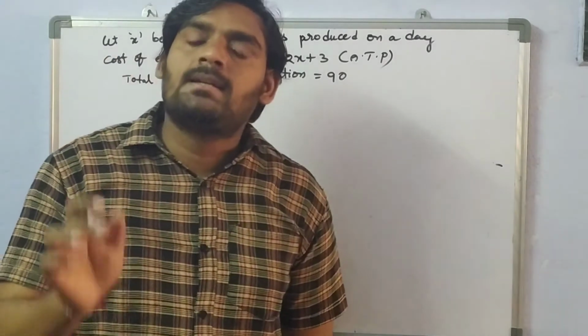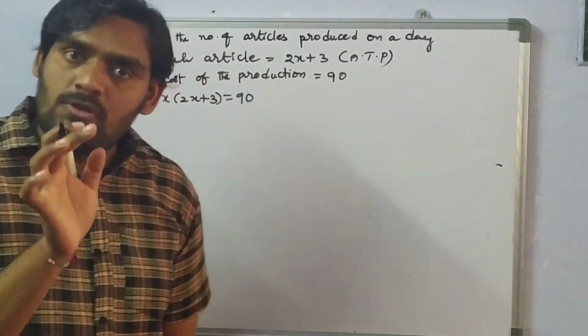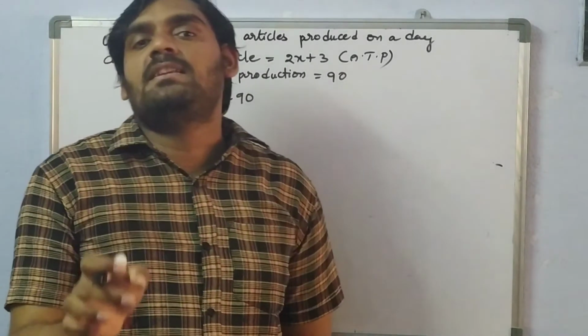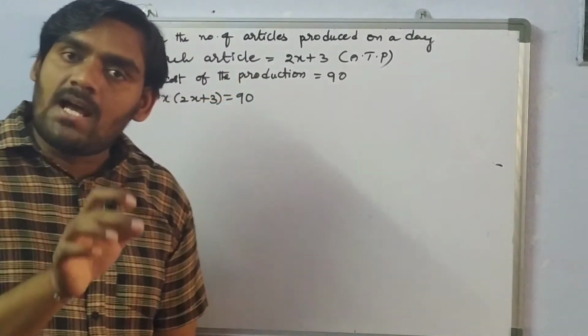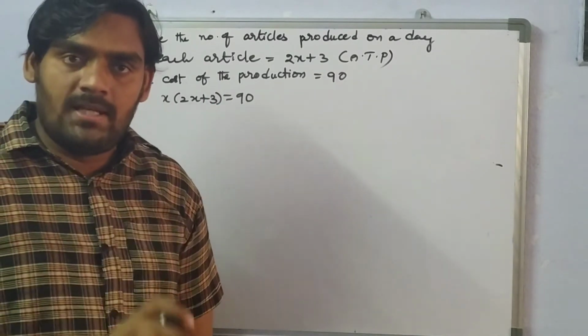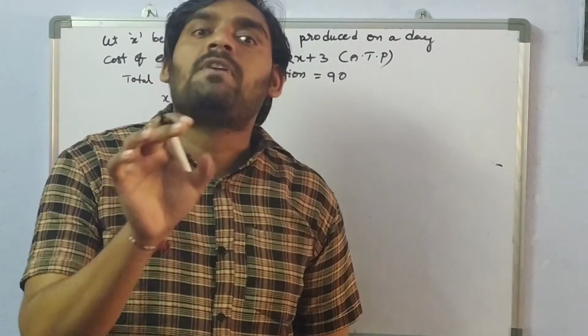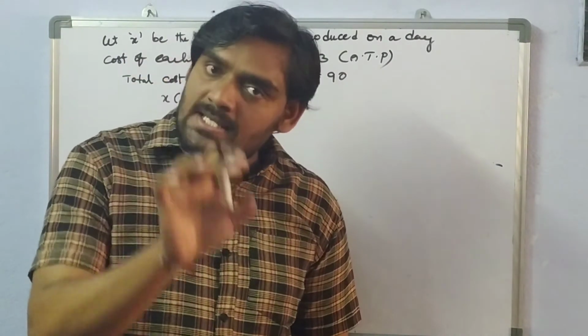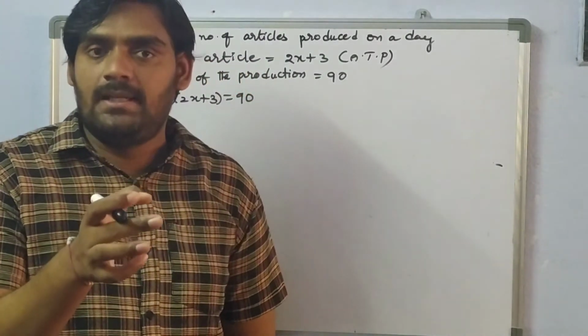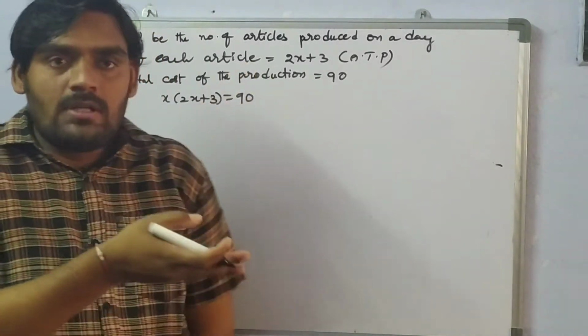x is nothing but the total number of articles produced on the day. 2x plus 3 is nothing but the cost of each article produced on the day. Therefore, the total cost of the articles will be the number of articles into the cost of each article. So, x into 2x plus 3. In the problem, that value is equal to 90.